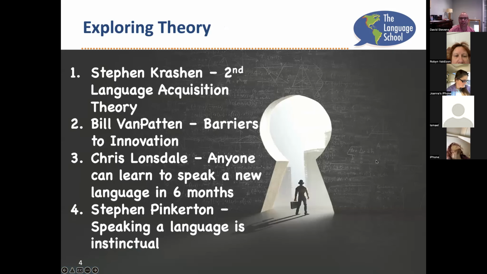Some of the theories that I have incorporated in this talk today include the second language acquisition theory from Stephen Krashen, Barriers to Innovation by Bill VanPatten, Anyone Can Speak a New Language in 6 Months by Chris Lunsdale, and then Speaking a Language is Instinctual from Stephen Pinkerton.